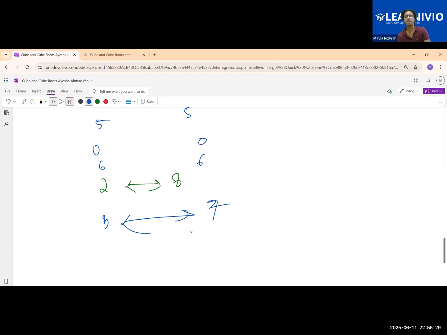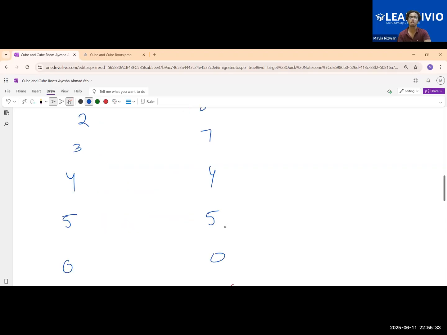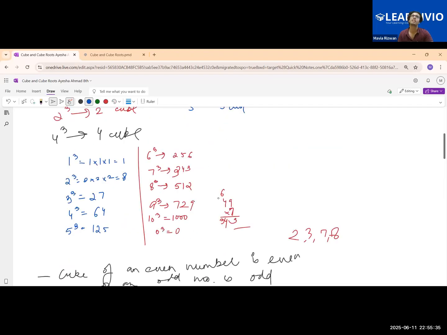Yes, but there are chances that you might forget. So Aisha, I would say it is better you remember the cubes for at least 1 to 10. So you will remember 8 cube was 512. It is ending with 2. So any number ending with 8 would have its cube ending with 2. Got it? Got it, sir.